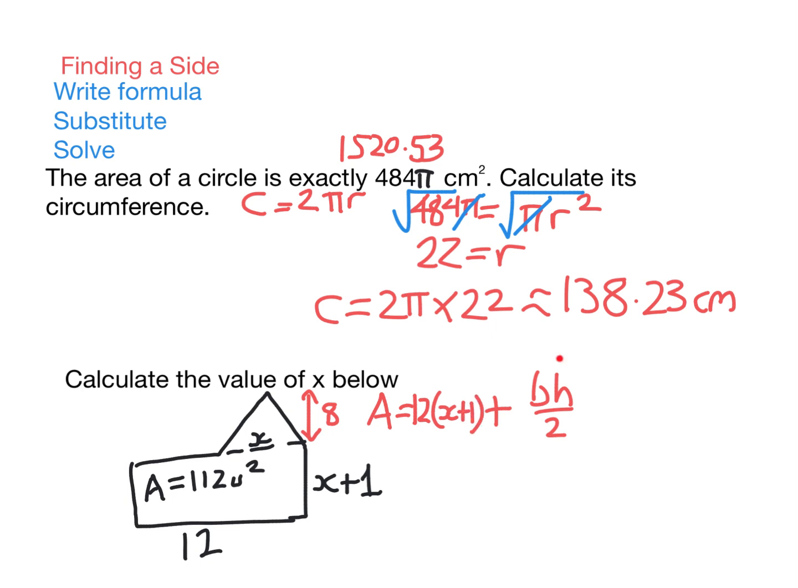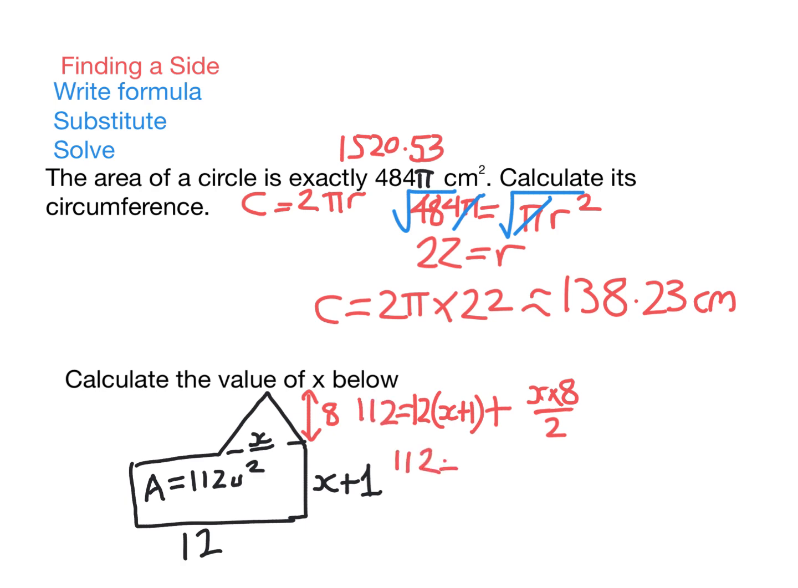So let's now turn our attention to the triangle. So the base of the triangle is x. So I am going to replace the base b with x. The perpendicular height is 8. So I replaced h with 8. Now I'm told that the area is 112, so I'm going to replace A with 112. I now have an equation that I can solve.